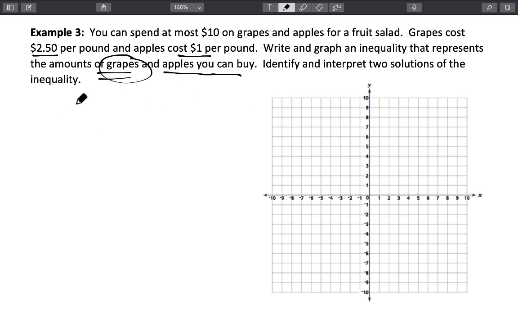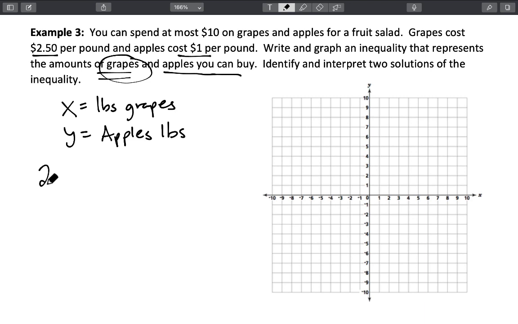All right, so we've got at most $10. And I know we're going to say x is our pounds of grapes. And we're going to say y is our pounds of apples. So therefore, we have $2.50 times the number of pounds of grapes, plus $1 per pound of apples, and that all has to be less than or equal to $10 because we can spend at most $10. All right, so we're going to go ahead and graph this inequality, and then we'll do our shading in as well.